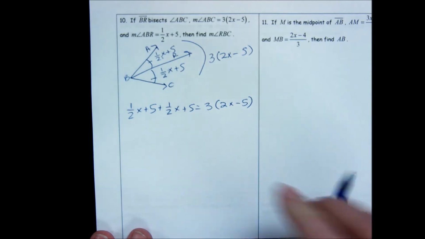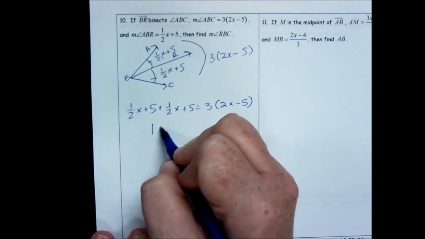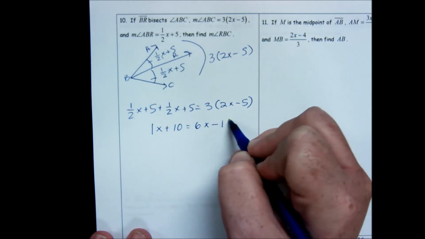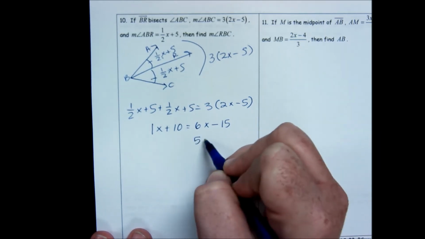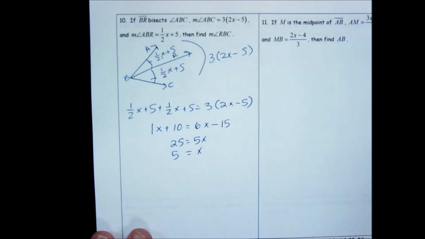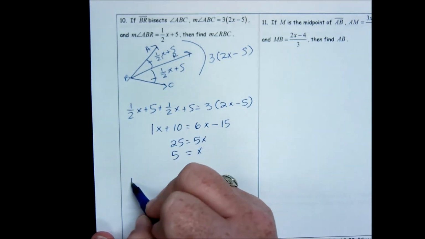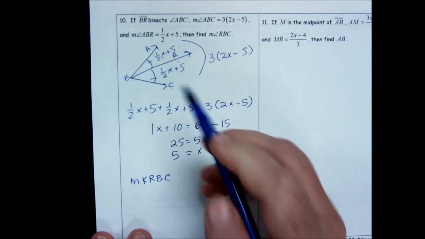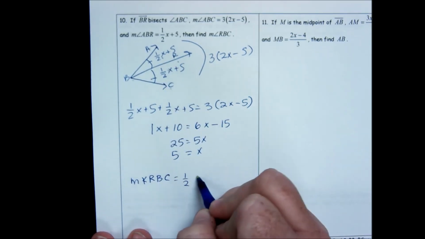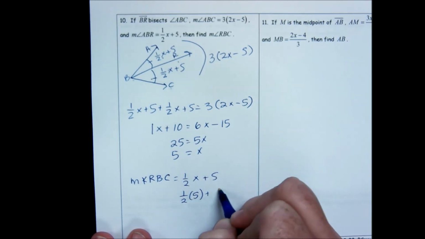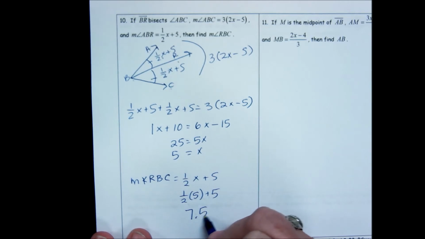So now it's combining like terms and getting rid of my parentheses. 1x plus 10 equals 6x minus 15. And then solving for x to get that x is equal to 5. So then it asks, find the measure of angle RBC. Well, RBC is a half x plus 5. So a half times 5 plus 5 would give me 7.5 degrees.